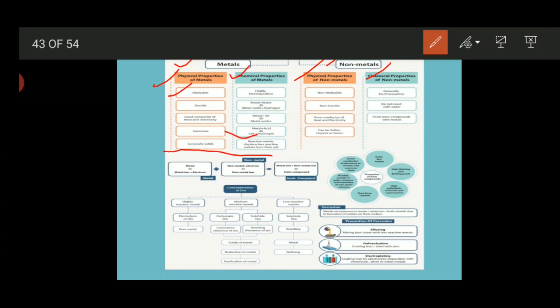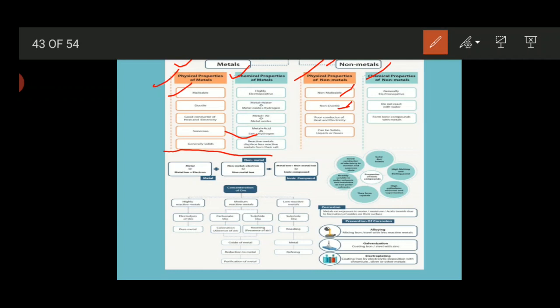Now the physical properties of non-metals: they are non-malleable, non-ductile, and poor conductors of heat and electricity, except graphite, because graphite has free electrons in its structure. They can be solid, liquid or gaseous. Mostly in our periodic table, a total of 22 non-metals are present, of which 10 are present in solid state, 11 in gaseous state, and 1 in liquid state.